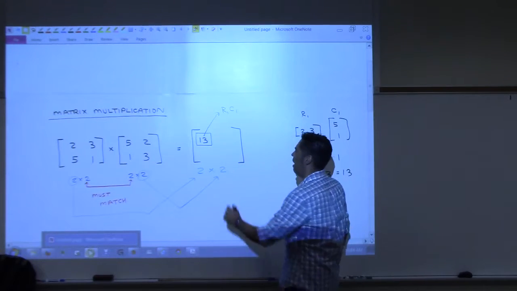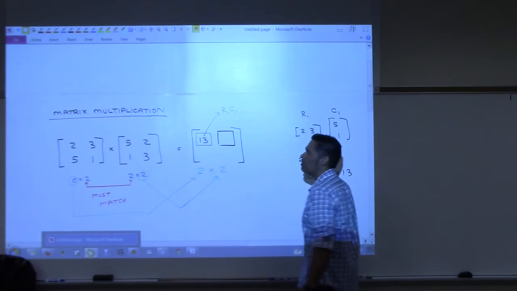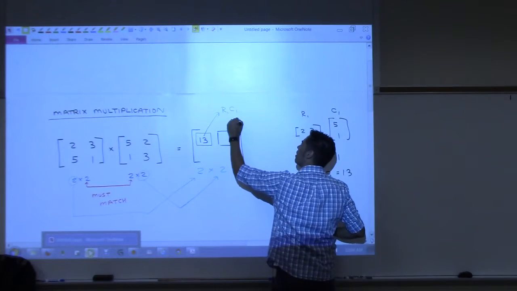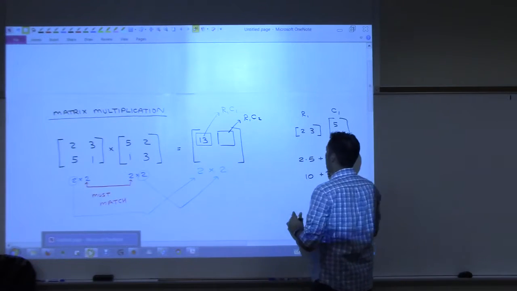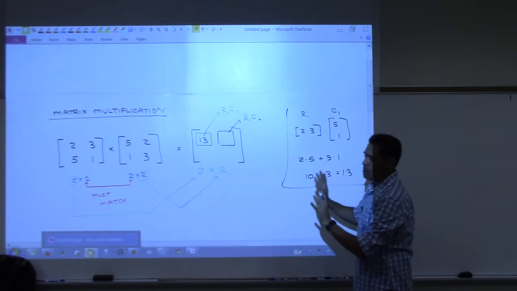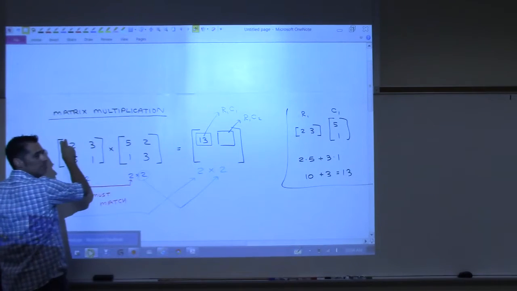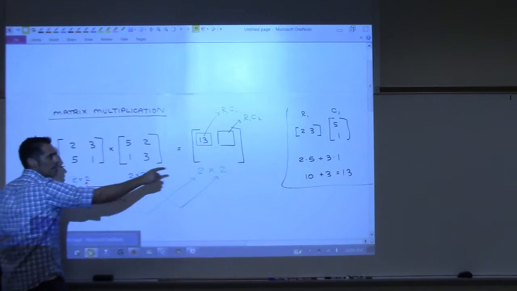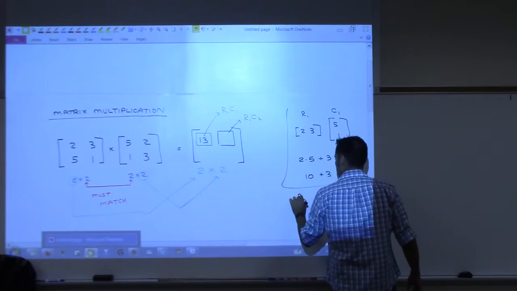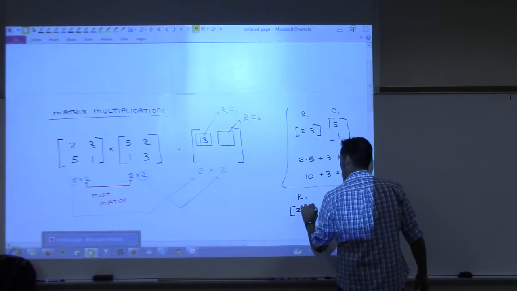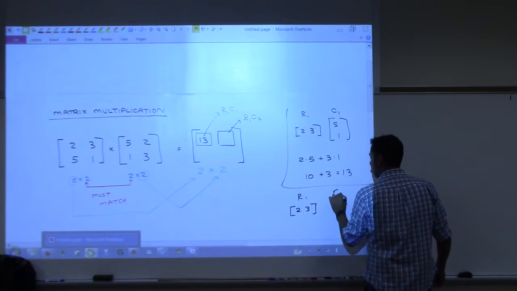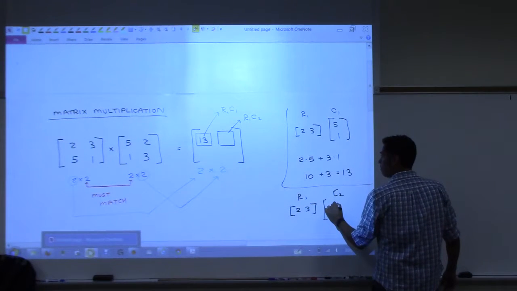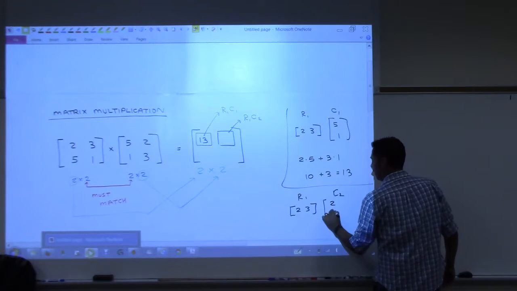Let's just try another one. How about this one? Tell me about its position in words. It's row 1, column 2. So I'm now going to just forget this. I already did all that work. I'm going to come over here and look at row 1 here and column 2 instead of column 1, and I'm going to write them down. Row 1 is still 2, 3. And column 2, what's column 2? 2, 3.